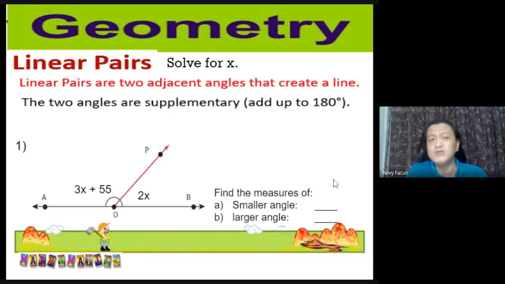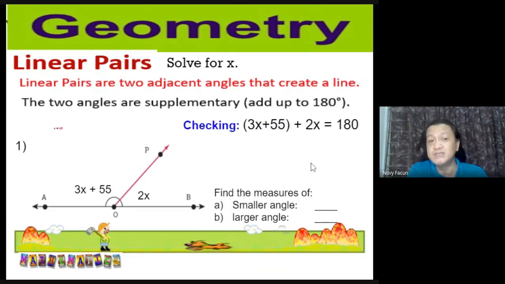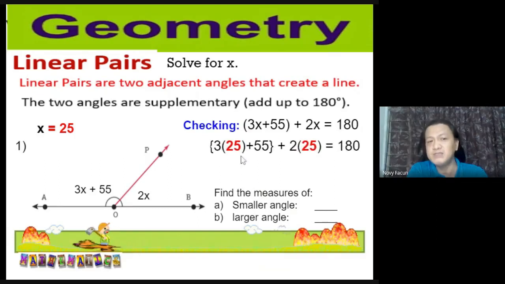And then you can now find the smaller angle using the checking. So substitute lang natin yung x natin na 25, kaya magiging 3 times 25 plus 55. Ito yung larger natin. Plus 2 times 25, ito yung smaller natin. And that is 130 plus 50.